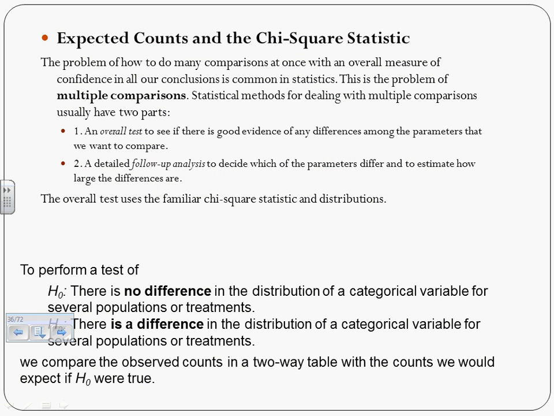All right. So the problem of how to do many comparisons at once with an overall measure of confidence in our conclusions is common in statistics. This is the problem of multiple comparisons. Statistical methods for dealing with multiple comparisons usually have two parts, an overall test and a follow-up analysis. The overall test uses the familiar chi-squared statistic and distribution.